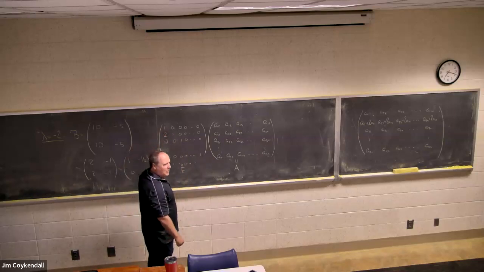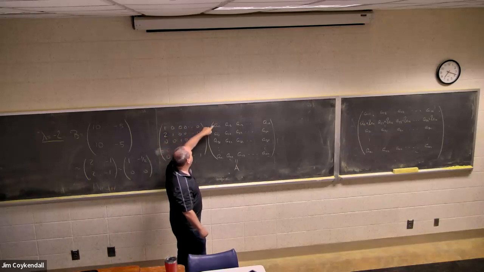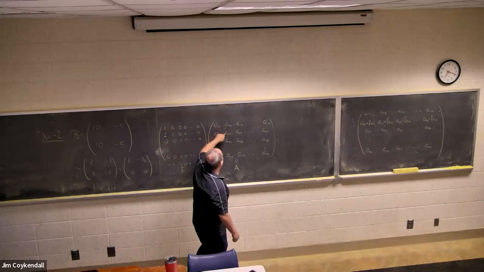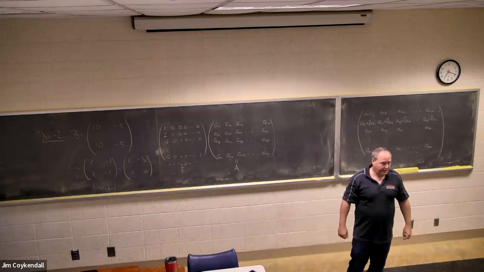This seems to be what I want, right? Because when I take this row and go through, it's 2 times this plus this, 2 times this plus this, 2 times this plus this, blah, blah, blah. Right? Okay with that?